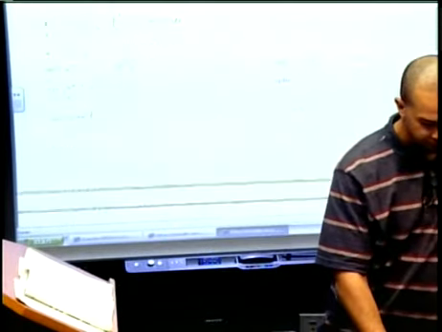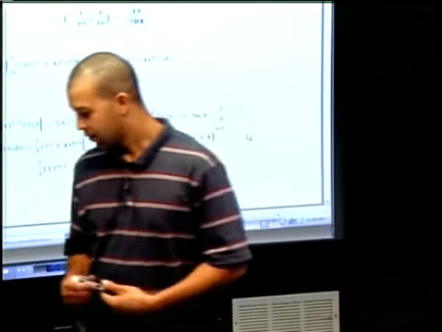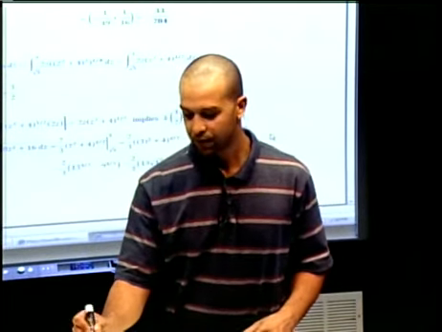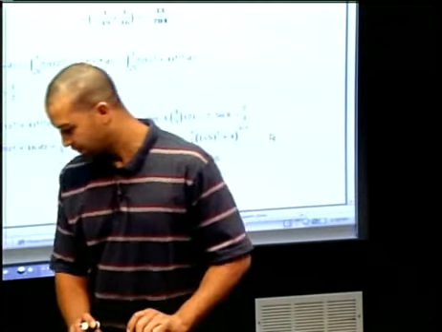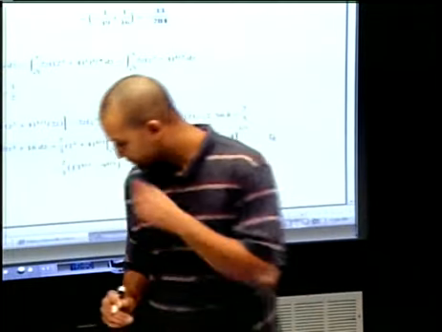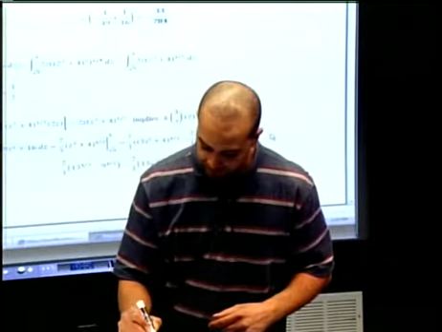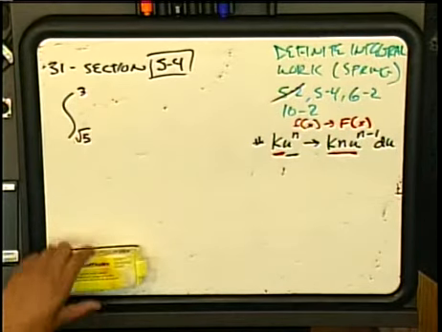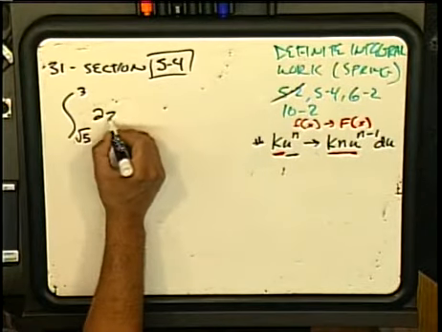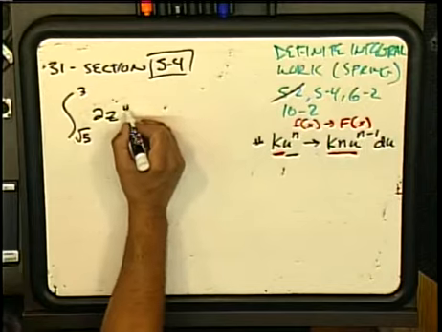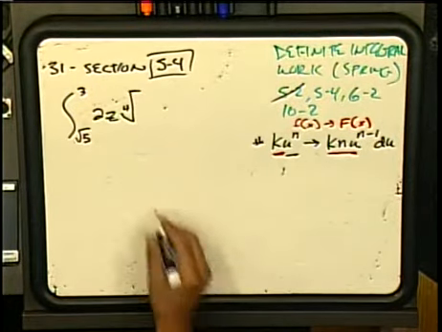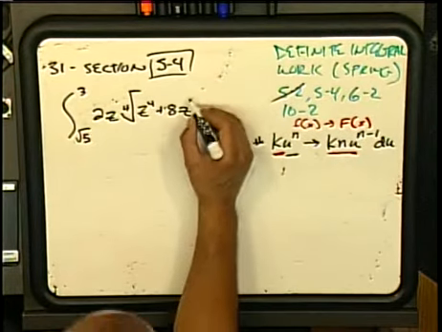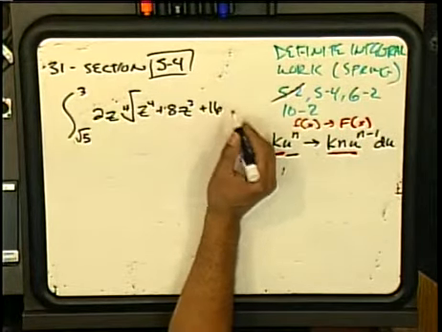31 reads, section 5.4 says integrate 3 square root 5, 2z, root 4, z to the 4th plus 8z squared plus 16 dz.